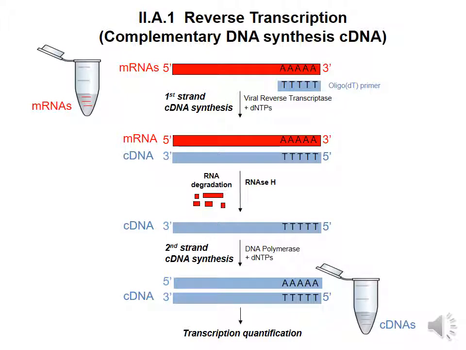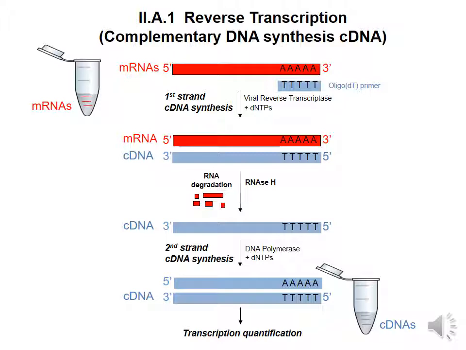So to start the RT-qPCR, we first need to synthesize cDNA. To synthesize cDNA, we need different elements that require the use of a reverse transcriptase that has the ability to copy RNA into DNA. We will use also an oligo-dT primer that will hybridize to the poly-A tail of the messenger RNA, and also the NTPs. The reverse transcriptase will copy all the messenger RNAs into a single-strand cDNA in this first strand cDNA synthesis step.